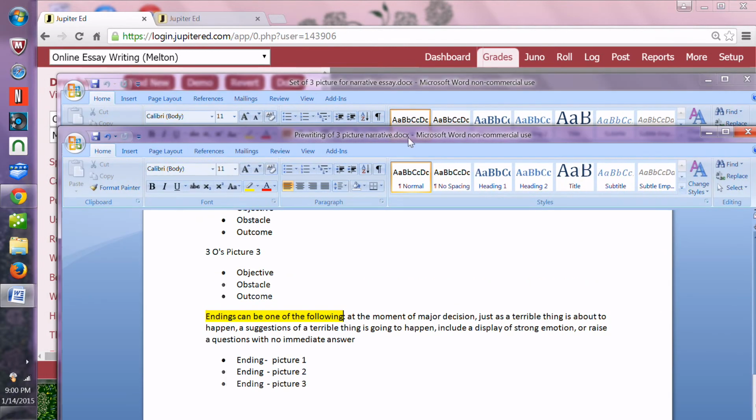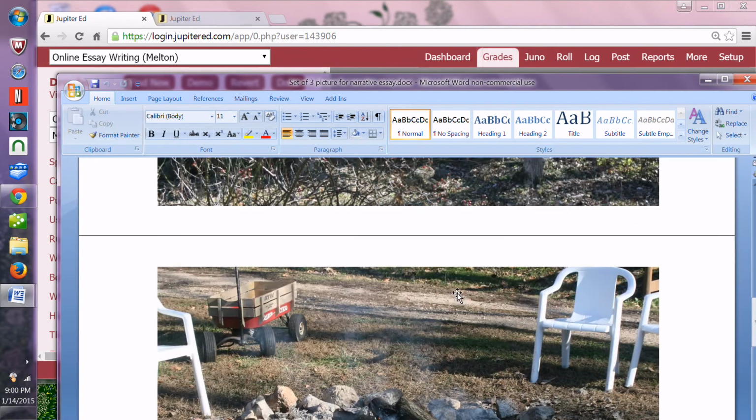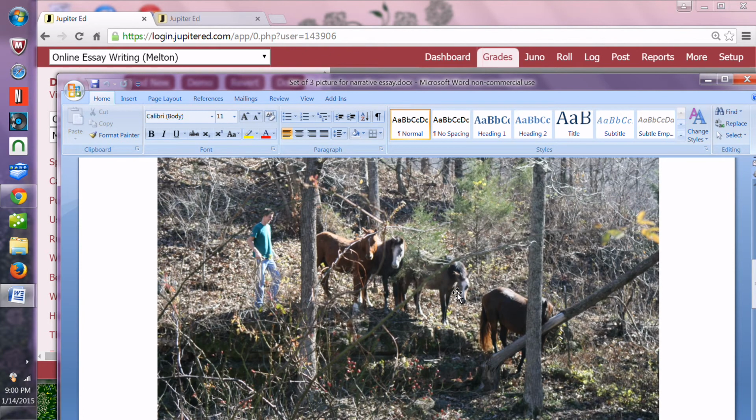So let's go back to our pictures. And how could we end this one? We could end it just as something terrible is about to happen. Let's say the kids have been pursued by the poachers and they have gone over a cliff that the poachers aren't able to follow them. And so now they have to go down into a ravine that's even colder than where they were up.